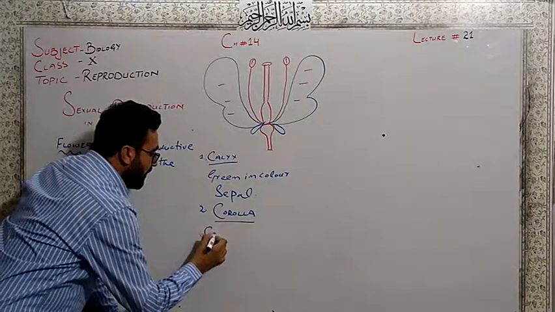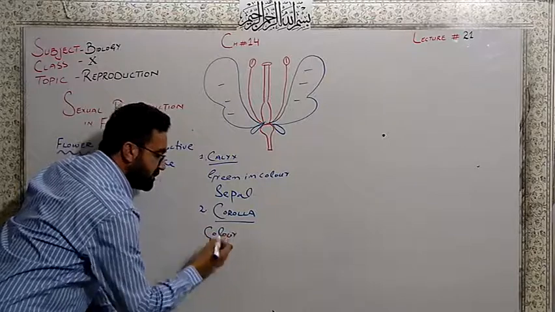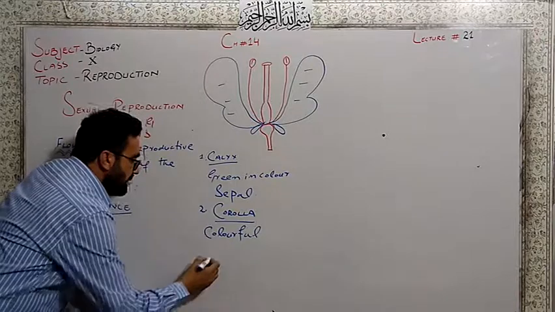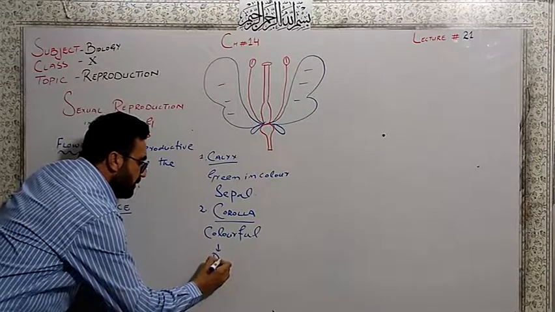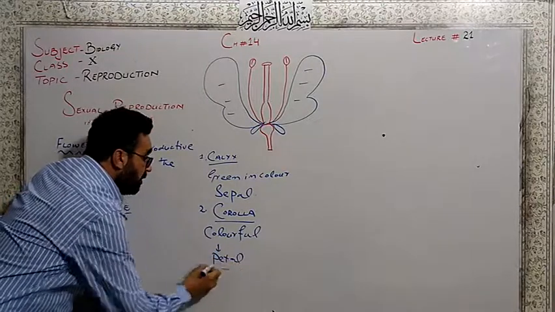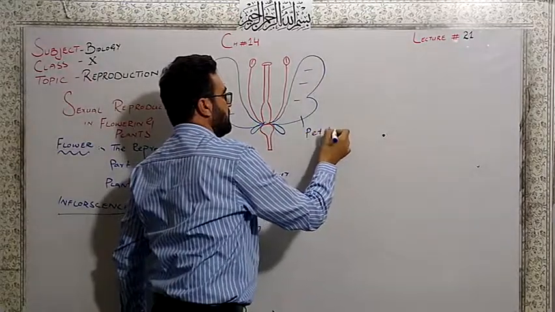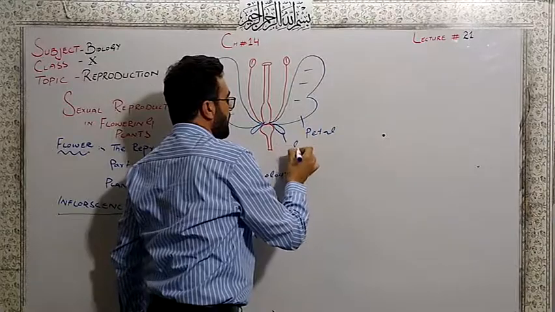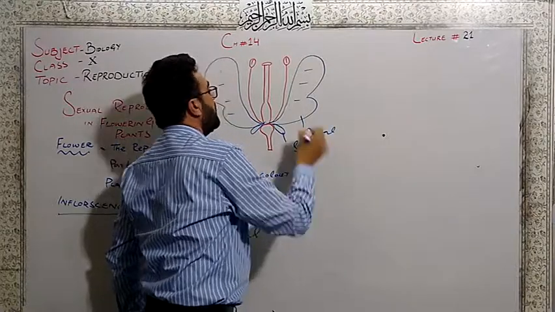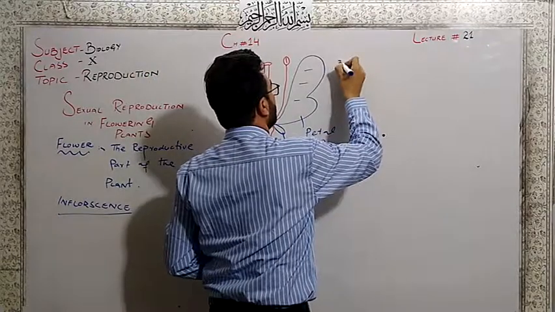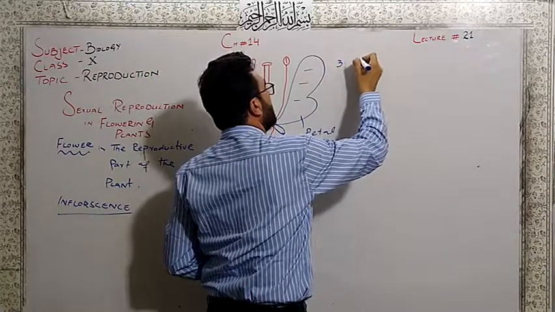It's the colorful part of the plant which attracts insects. A single member of the corolla is called a petal. These are the petals, and this is the sepal. Then the third part is called androecium.